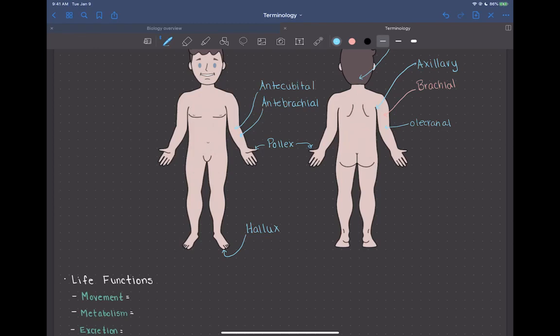So this is one: peroneal, right? And it kind of has two names that you could see it by. All right.